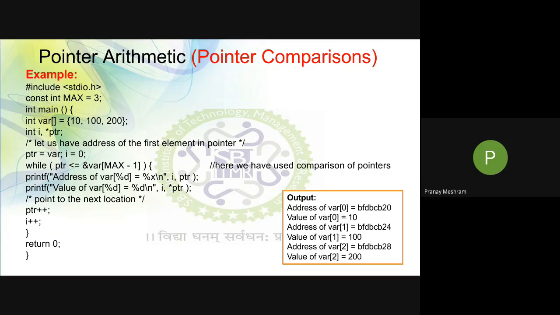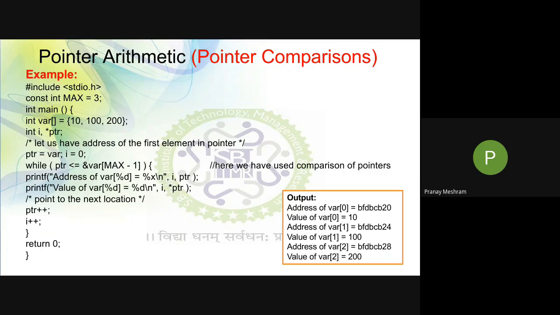After that we are incrementing the pointer ptr. So we are going to go to the next location, so we are writing ptr plus plus, and also we are writing I plus plus because we have to print the next index value. So next time ptr will jump by 4 locations because we are applying the increment operation.